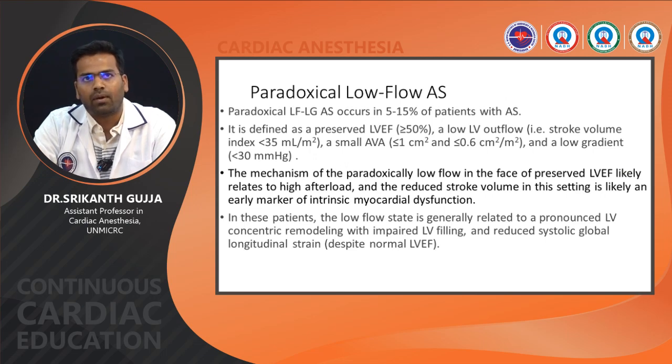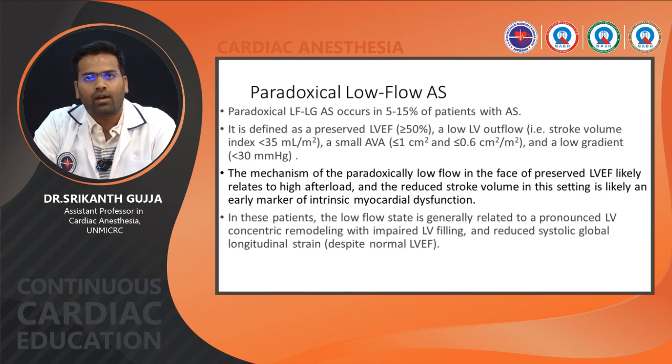Now we discuss paradoxical low flow AS. Paradoxical low flow, low gradient AS occurs in 5 to 15% of patients with aortic stenosis. It is defined as preserved ejection fraction more than 50% and low LV outflow, that is stroke volume less than 35 ml per meter square, a small aortic valve area, and a low gradient.